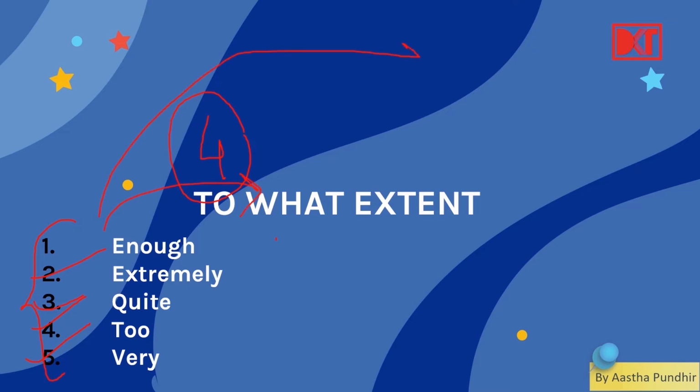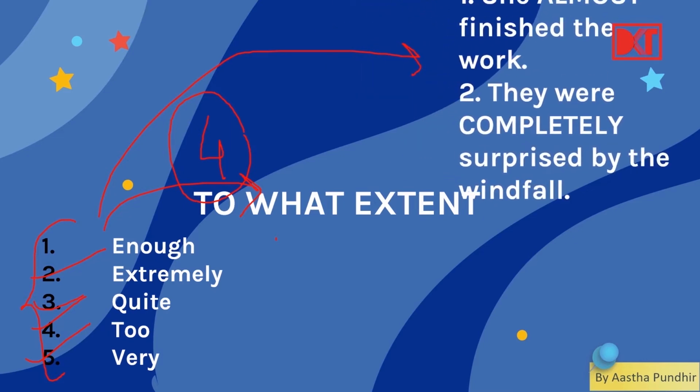Now if we use them in sentences, she almost finished the work. To what extent has she finished the work? She has almost finished the work. So which word is answering the question of to what extent? Almost. So almost becomes the adverb. Then, they were completely surprised by the windfall. To what extent were they surprised by the windfall? Completely. So the word which answers the question of to what extent is completely. So this is the fourth category.